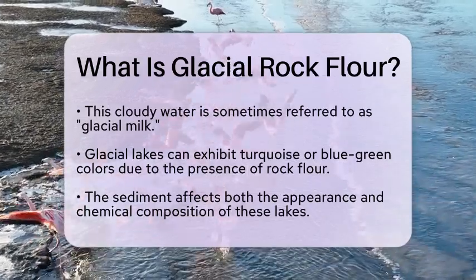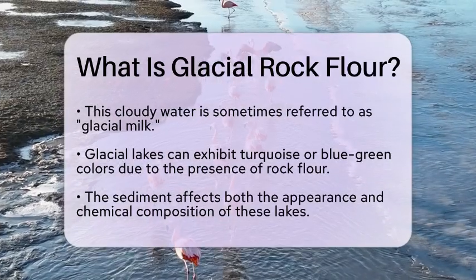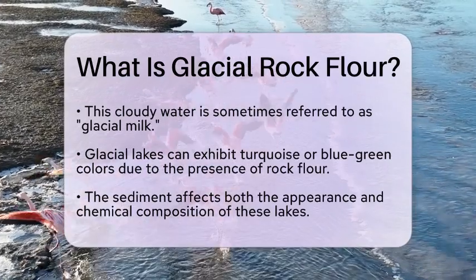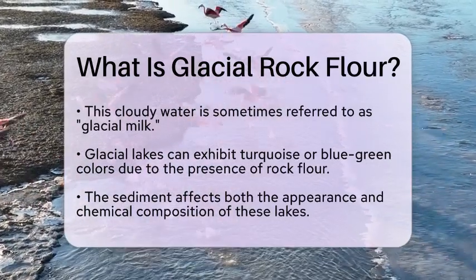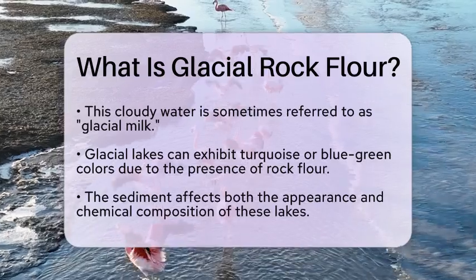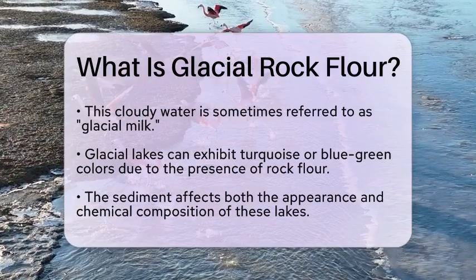As climate change accelerates the melting of glaciers, the amount of glacial rock flour entering rivers, lakes, and oceans increases. This can have significant effects on ecosystems downstream. The additional sediment can alter water chemistry and nutrient availability, impacting aquatic life.